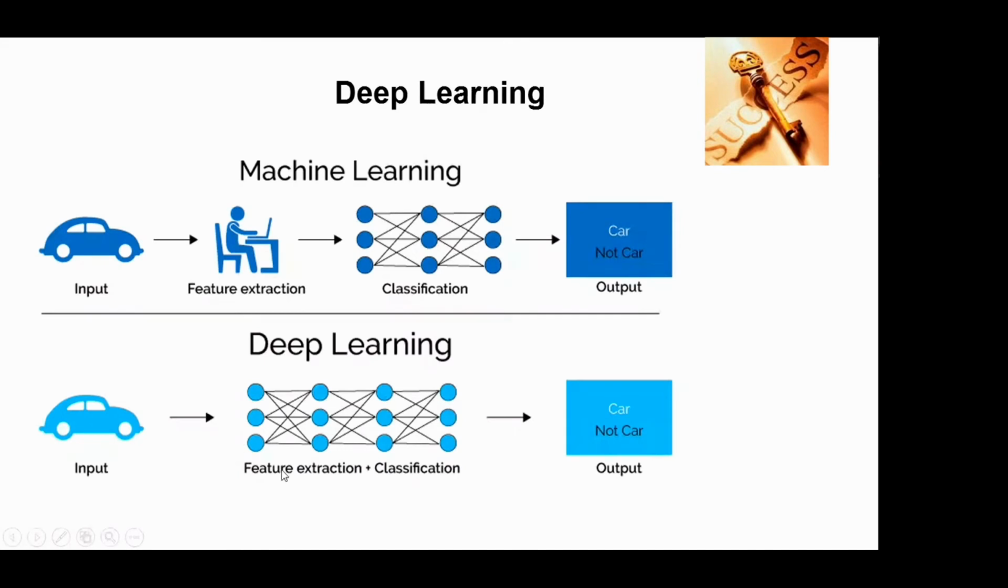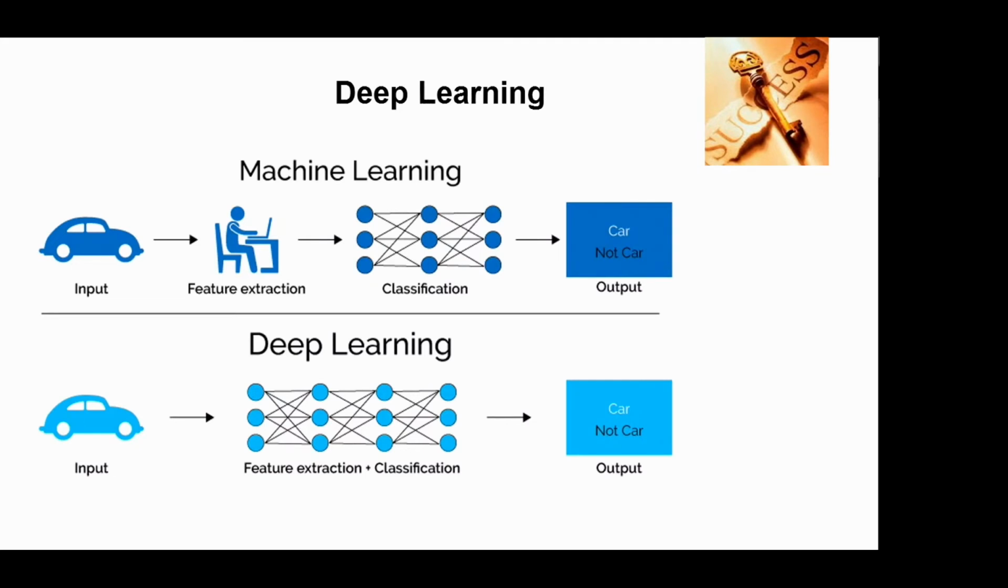These are the inputs, and this type of neural network will extract features automatically. At last, classification will be made. So the process is different. To train the machine, the process of machine learning and deep learning is different.